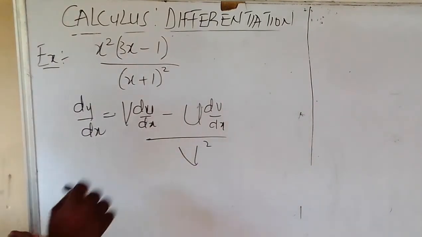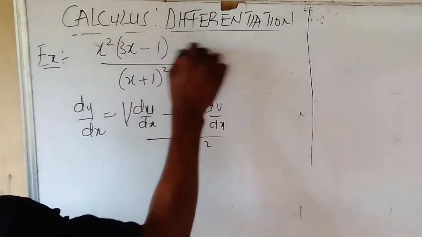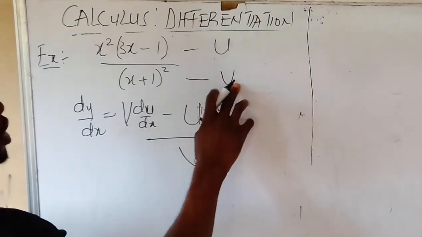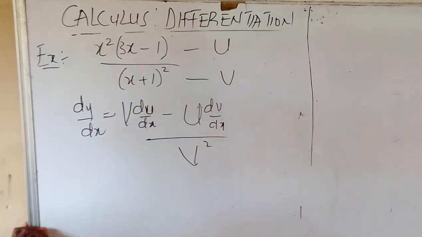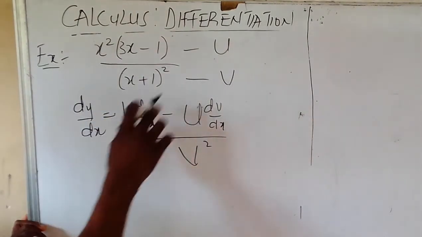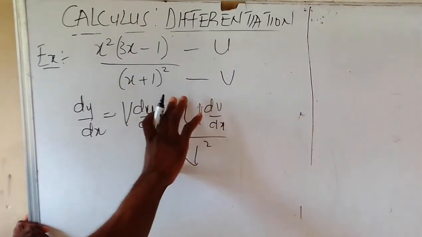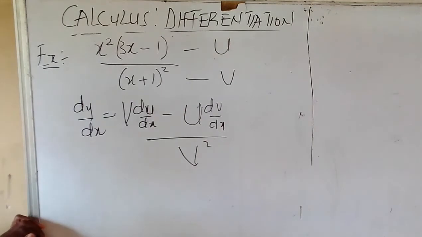Now to solve this, I will have to represent this with u and represent this with what? With v. The converse is not allowed because of this minus, and because we are dividing also. So in this case, I'll find du/dx, I'll find dv/dx, then I'll apply it into my formula and I'll get my dy/dx.